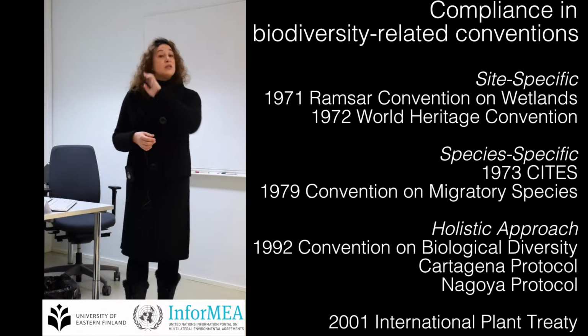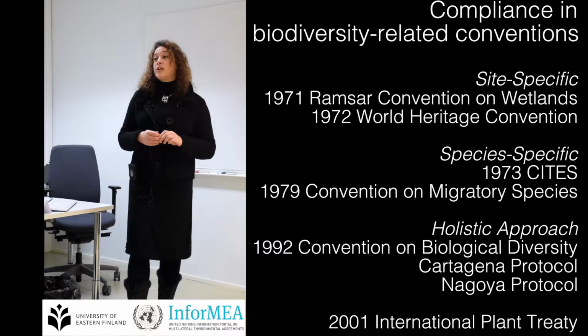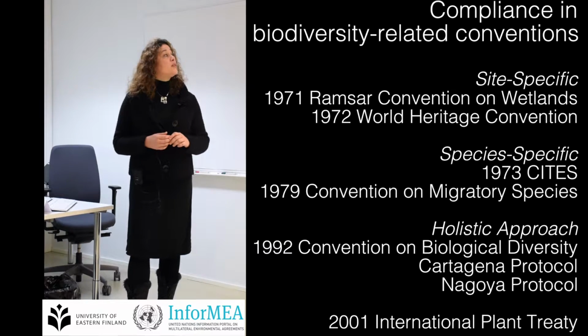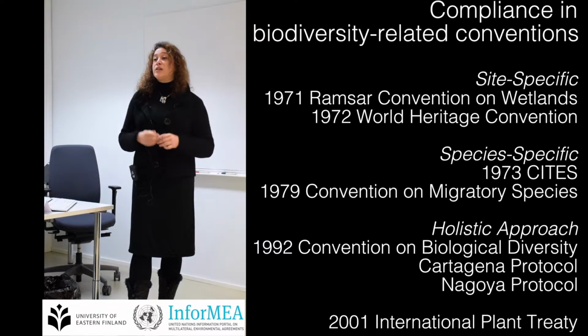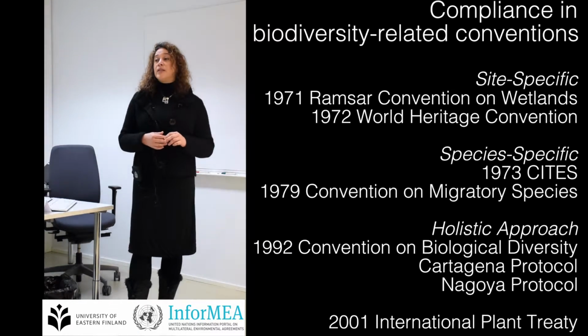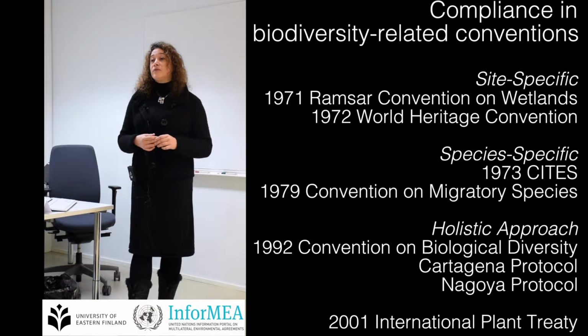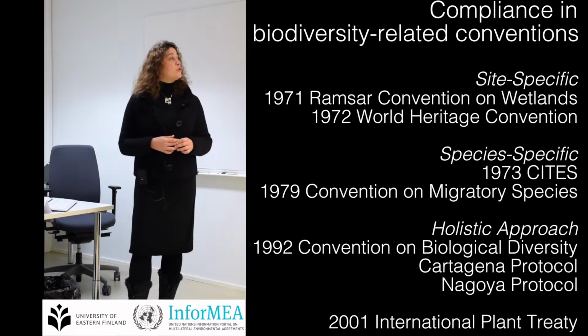In the context, instead of site area-based conventions, we have the Ramsar Convention on Wetlands of International Importance and the World Heritage Convention. Again, we have a similar listing approach. So in both cases, parties identify particular areas that are listed under the conventions and that require particular forms of international cooperation.